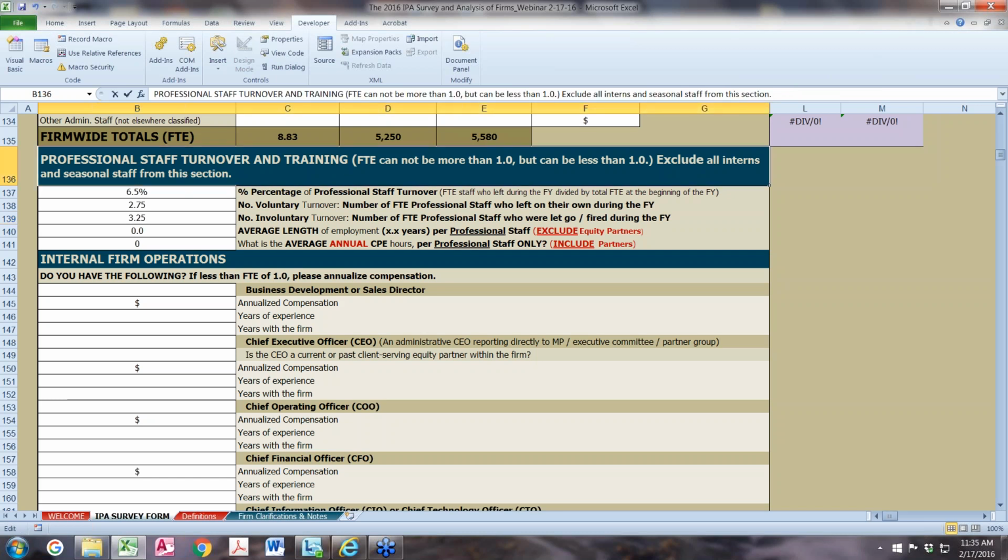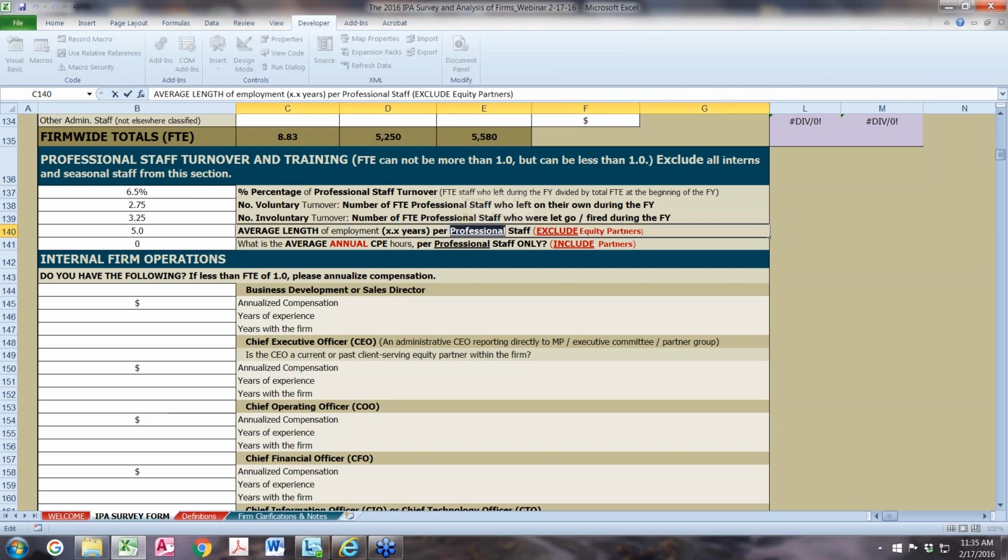Row 140, we're looking for average length of employment in years of the professional staff. So let's exclude the equity partners and exclude administrative staff in this number. And then in row 141, the average annual CPE hours for professional staff only. And here, please do include partners. It's highlighted in the question, pretty easy to understand there.